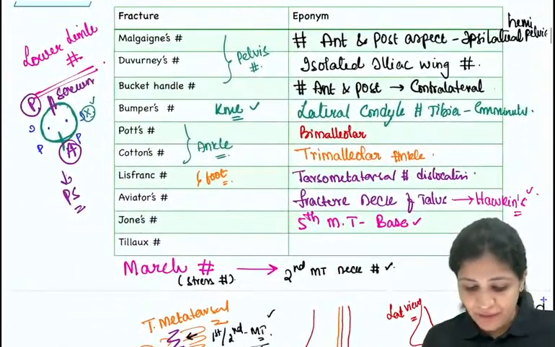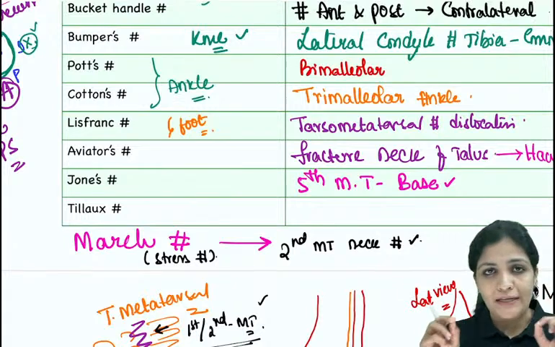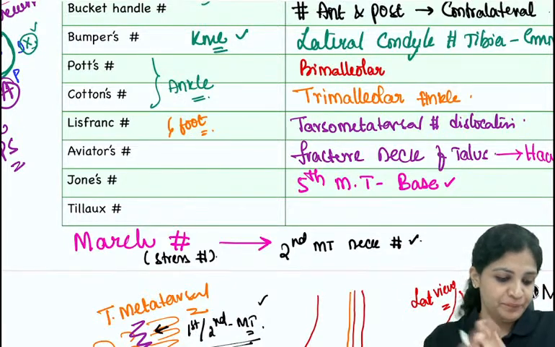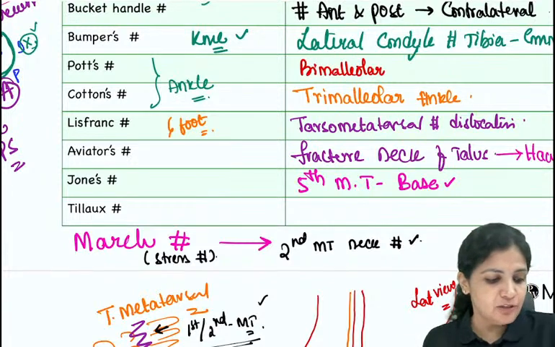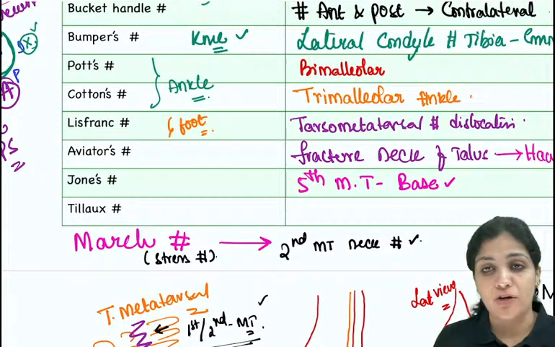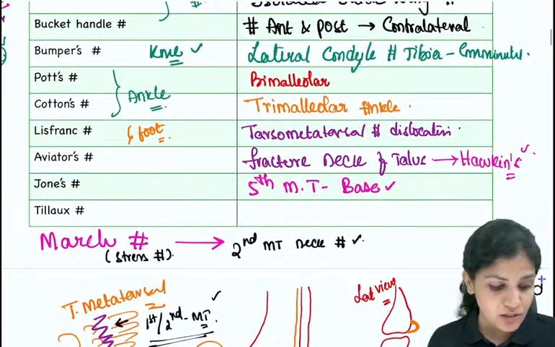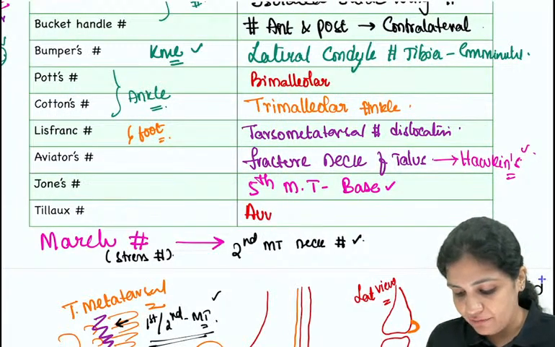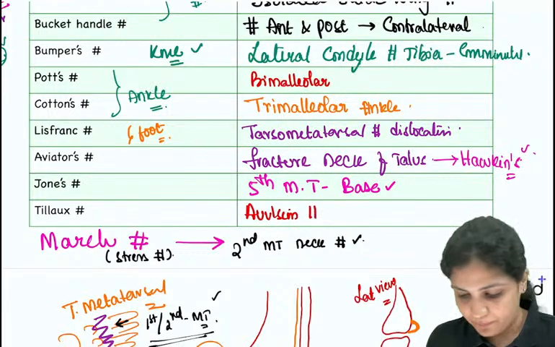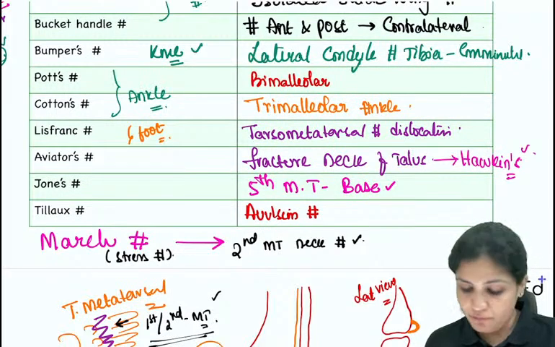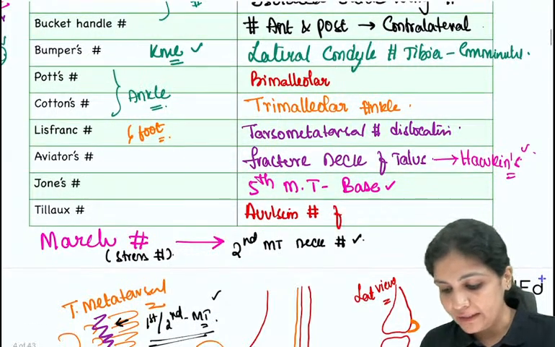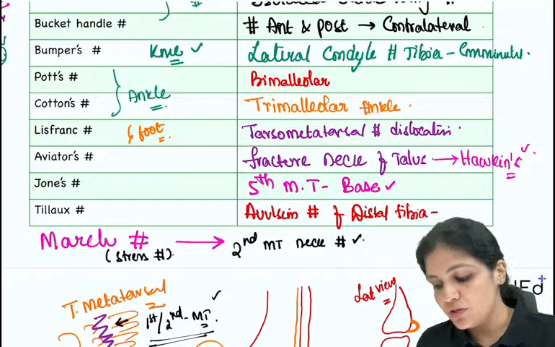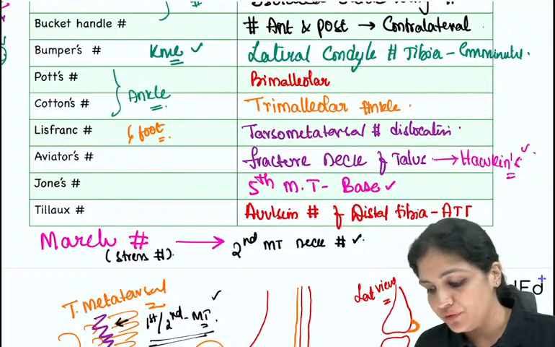Okay, now the last one. What is this fracture? Yeah, this is an avulsion fracture. Avulsion fracture of the distal tibia because of the anterior tibiofibular ligament.